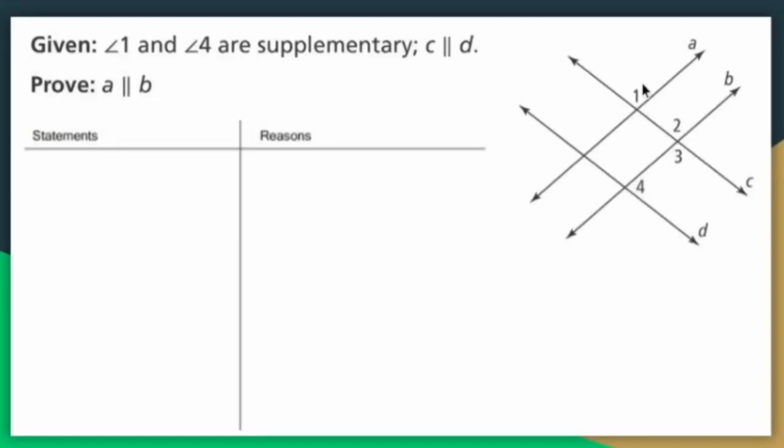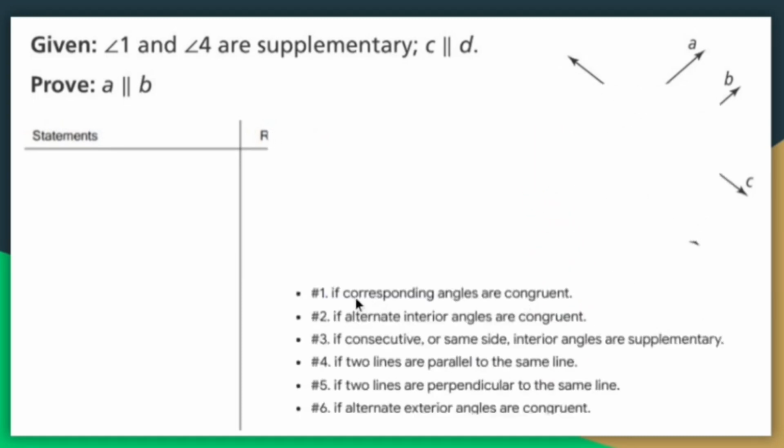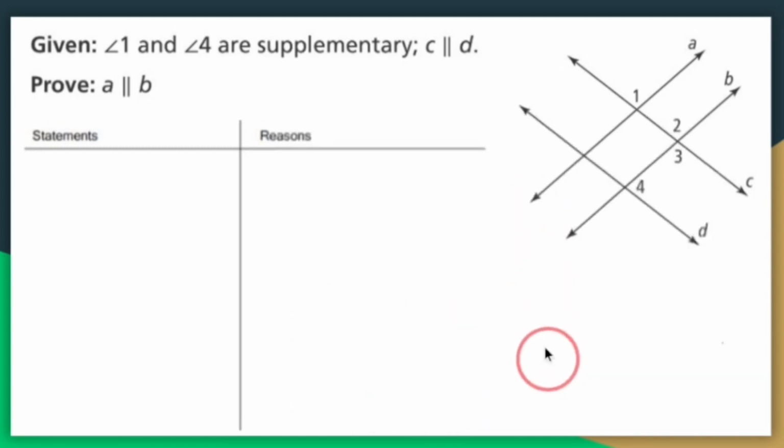Given angle 1 and angle 4 are supplementary, we need to prove that A and B are parallel. Now, there's a bunch of ways that you can prove that A and B are parallel, and here they are. You can show that two lines are parallel if corresponding angles are congruent, if alternate interior angles are congruent, if consecutive or same side interior angles are supplementary, means they add up to 180, if two lines are parallel to the same line, if two lines are perpendicular to the same line, or if alternate exterior angles are congruent. So those are the ways that we can prove that A and B are parallel.